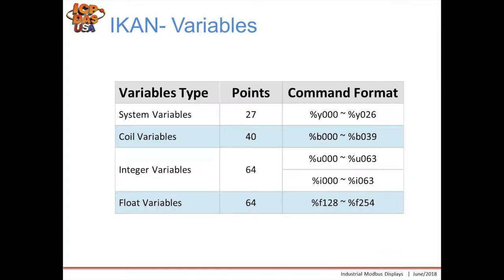The IKAN allows, again, these system variables, which are like date and time, coil variables, 40 of them, 64 integer and 64 float values, and the command format is shown on the right. So when using a system variable, you want to do a percentage sign, the letter Y for system variable, and then the actual data point reference between 000 to 026. The coil variables start with the B, and the integer registers are signified by a U for unsigned, or an I for integer values, and the float values are F, as shown. And we'll go over some examples in the next few slides.